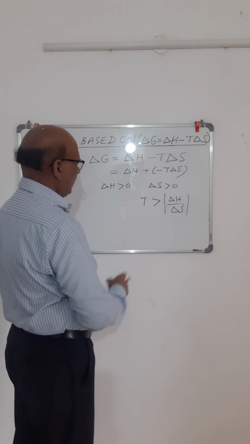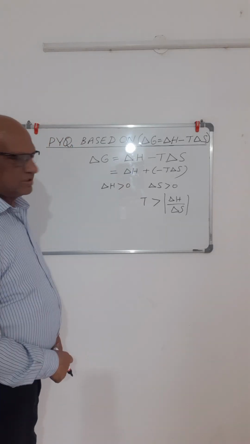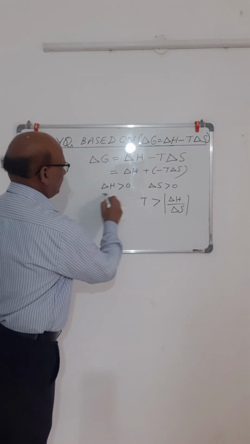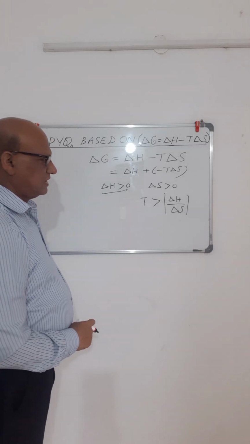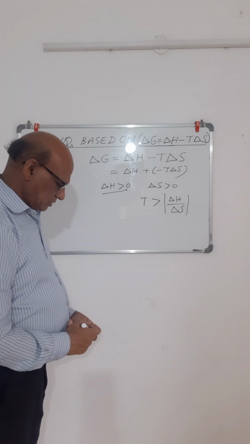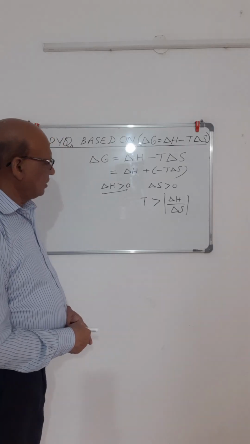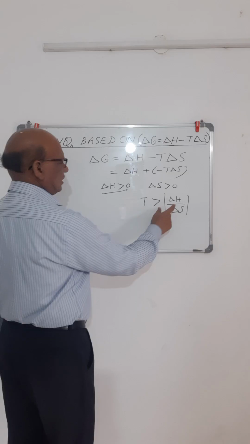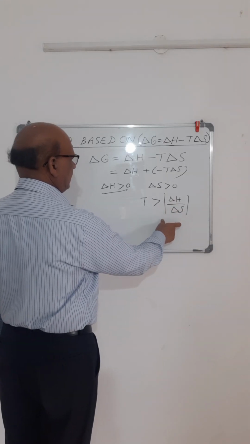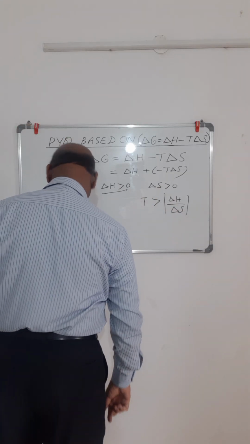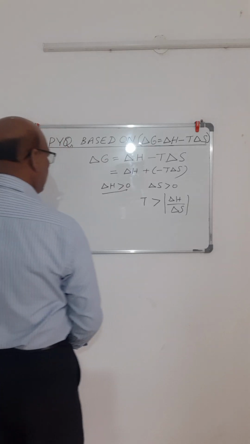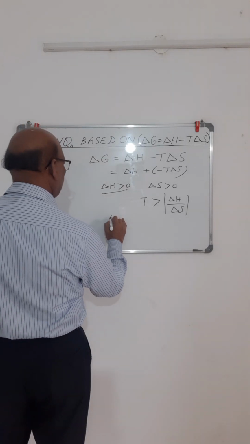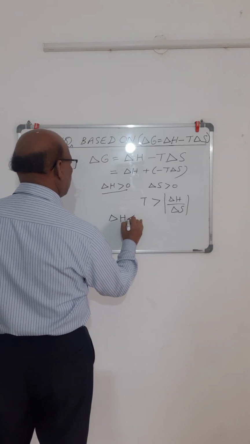And this is understood by the Le Chatelier's principle also, because delta H greater than 0 means this is an endothermic reaction, and we know that endothermic reactions are favored at high temperatures. So when temperature is higher than delta H upon delta S, then forward reaction will get favored.